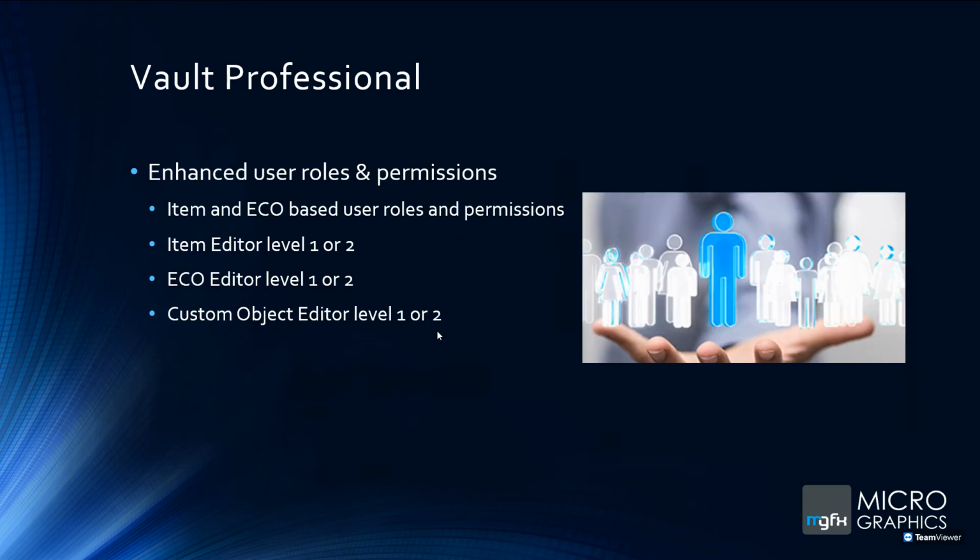So if we look here at enhanced user roles and permissions, we have item and ECO-based user roles and permissions that are included because of the inclusion of items and ECOs, or engineering change orders. We have item editor level 1 and 2. These are just a couple of the examples, and ECO editor level 1 and 2. There's also one for custom object editor level 1 or 2 as well. And custom objects is basically exactly that. You can create your own type of object inside of Vault. It could be a contact card within Vault with a person's details in it.